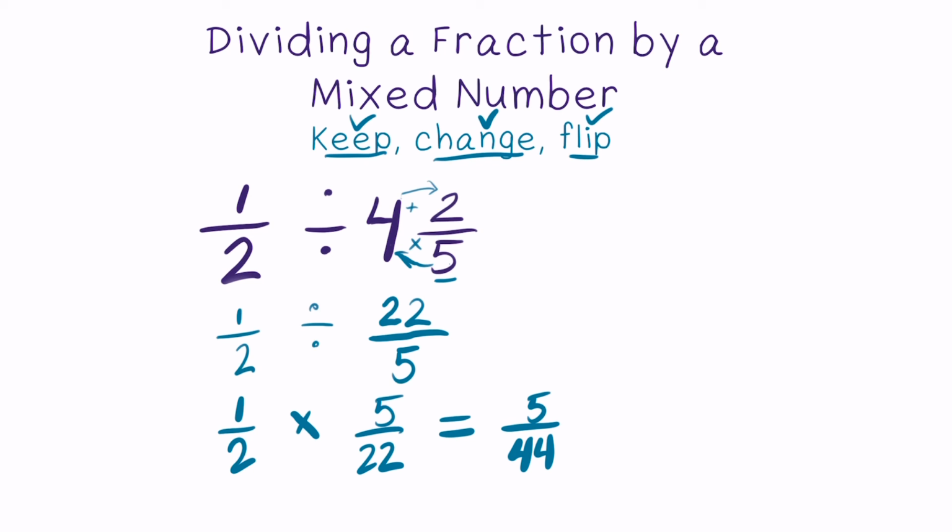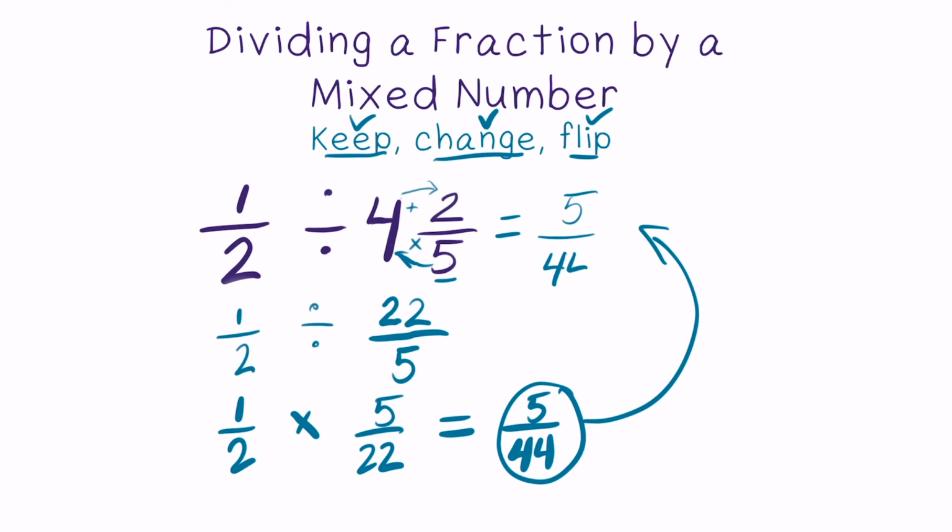We should look and think about whether there are any common factors between the numerator and denominator digits, 5 and 44. And since there are no common factors other than 1, we know that 5/44 is the most simplified version of that fraction. So we can take that answer and apply it to our original problem and determine that 1/2 divided by 4 2/5 equals 5/44.